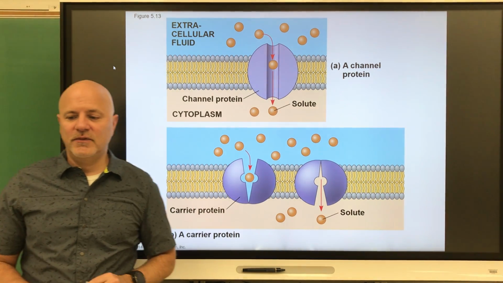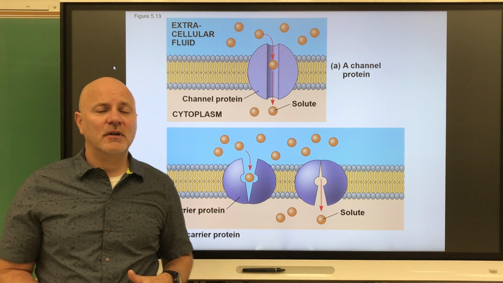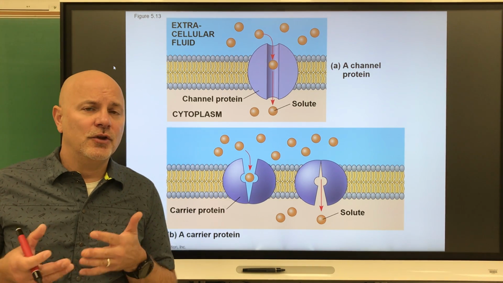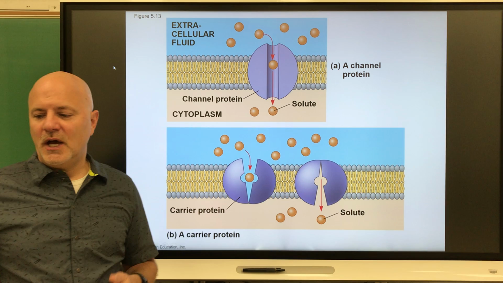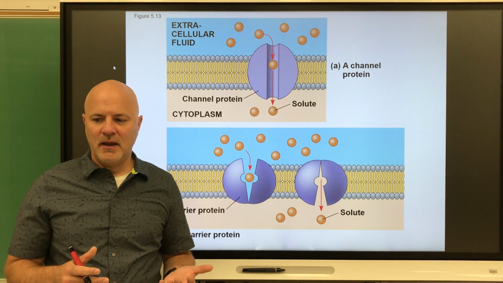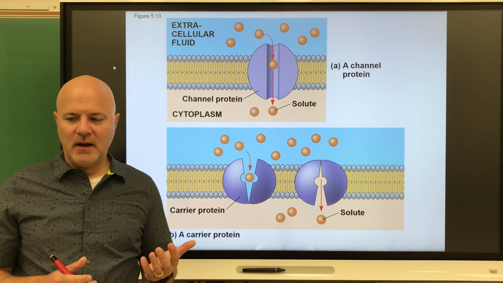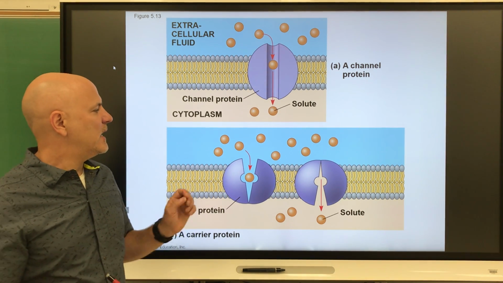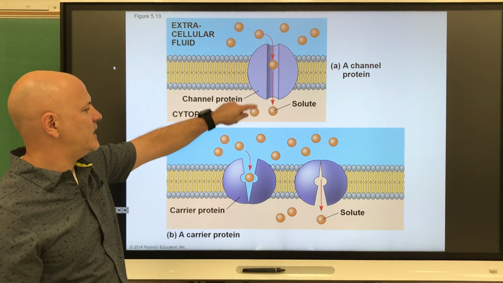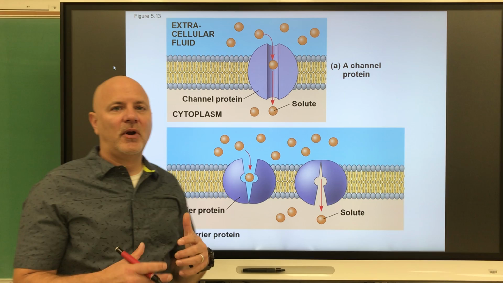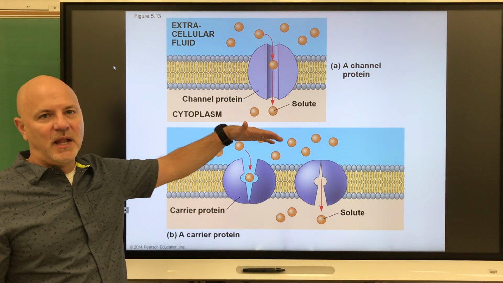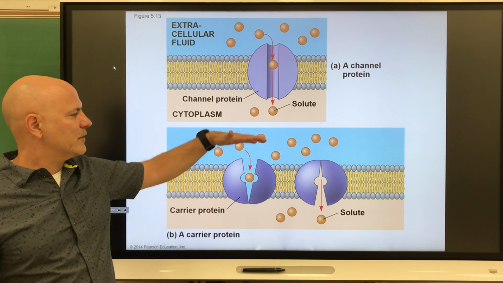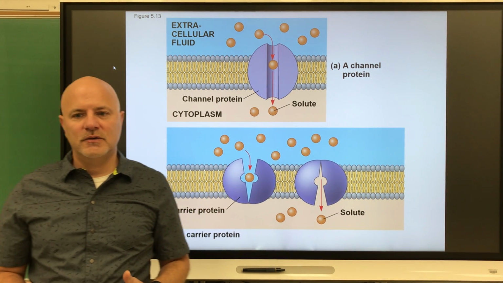A special case of diffusion is called facilitated diffusion. So if you're facilitating somebody, you're helping them out. So in facilitated diffusion, this is diffusion of substances across a plasma membrane using a transport protein. And that transport protein could be a channel protein or a carrier protein. Now remember, carrier proteins are going to move specific substances. So this is how hydrophilic molecules get into our cells, and also larger molecules get into our cells.